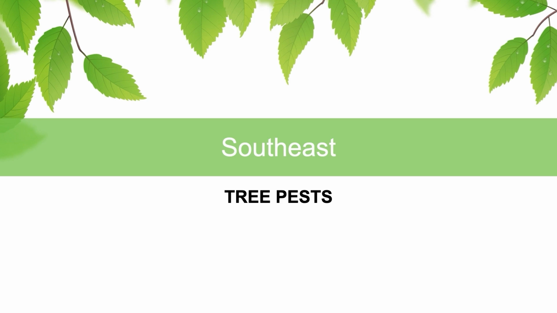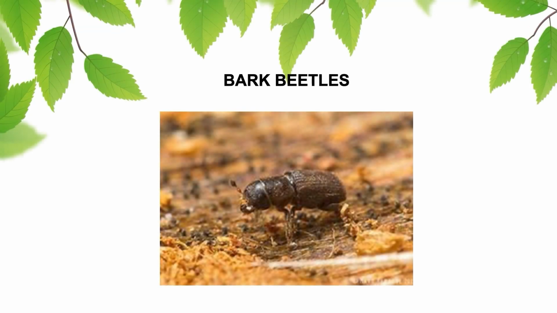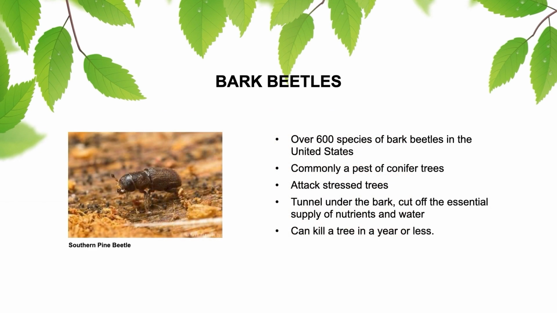This video provides information about some of the insect and disease pests that can affect trees in the southeastern part of the United States. Let's begin with bark beetles. There are over 600 species of bark beetles in the United States.